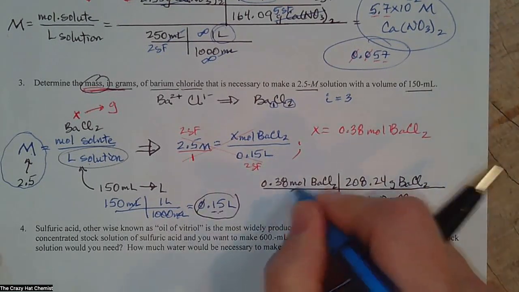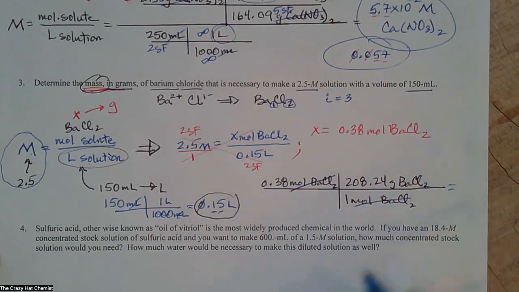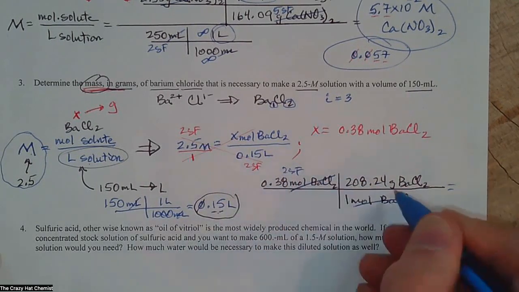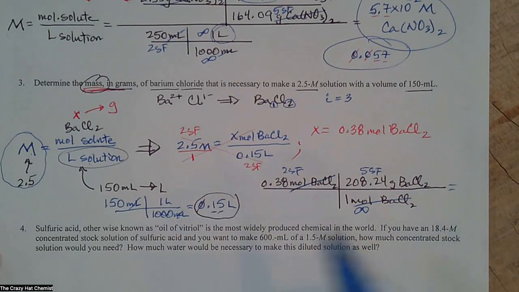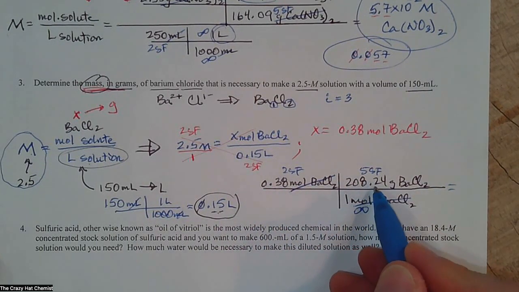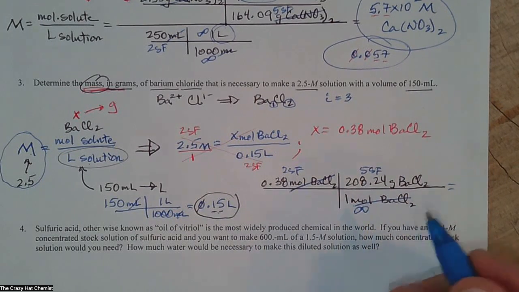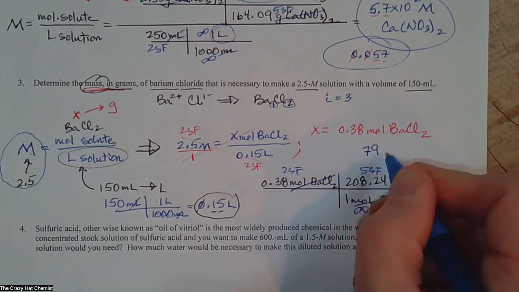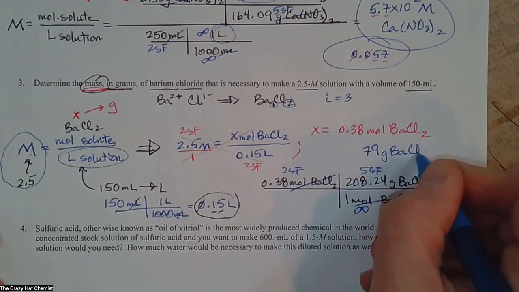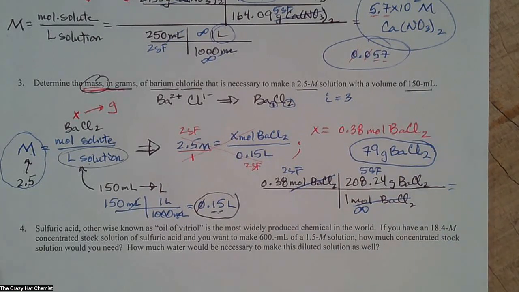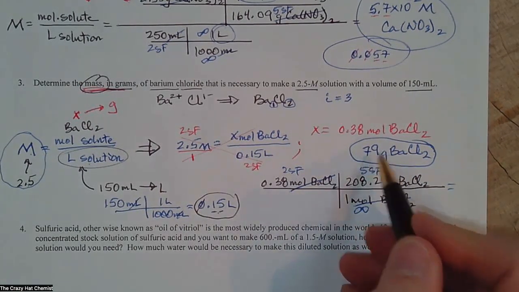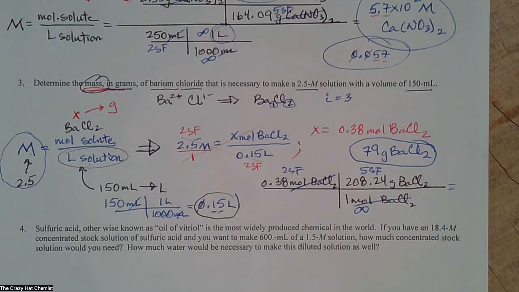Then I'm going to cancel out the moles of barium chloride, and we're going to have 2 significant figures, this has 5 significant figures, and this has infinite. So I'm going to say 0.38 times 208.24 divided by the 1, and that is 79 grams of BaCl2. I'm going to circle this. This is my answer. It has 2 significant figures, and it has my number, units, and a formula. Hopefully you're following along okay.